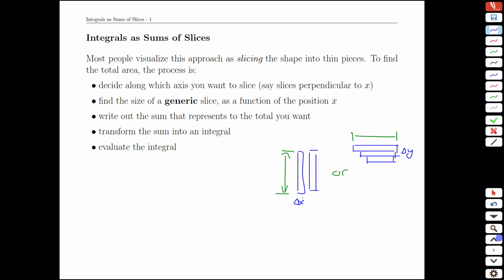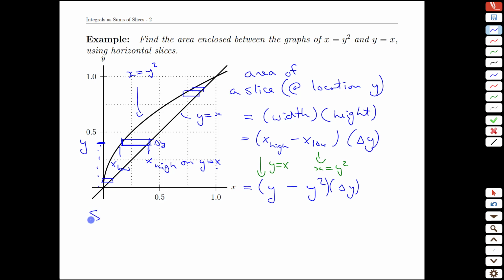Going back a slide to the guidelines, we've decided the axis, we found the area of a generic slice, which is perfect, and we just need to write out the sum and then the integral, and then we can evaluate. You can even skip the sum step if you like, but the total area is going to be approximately adding all these things up: y minus y squareds times delta y's, and we just slide those little subscripts in here to say we take different y's as we go up through the scale here.